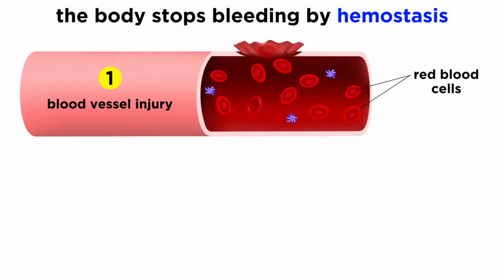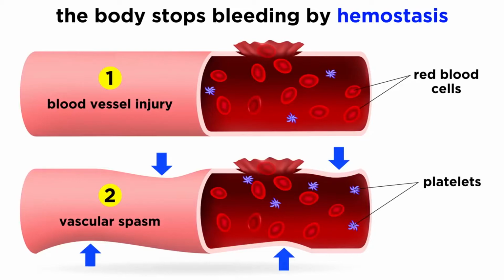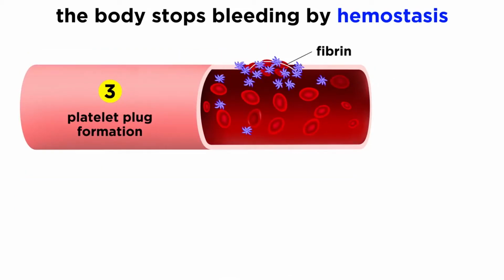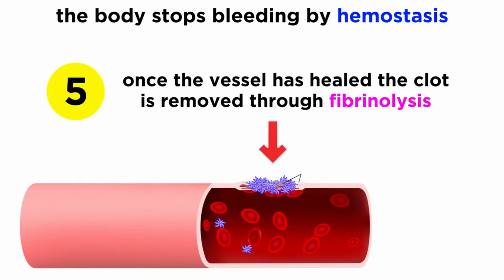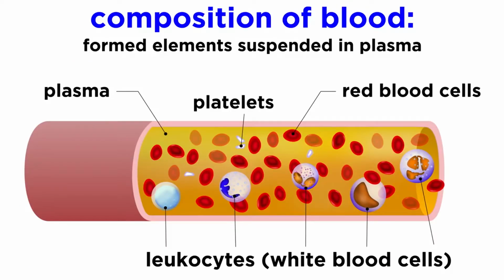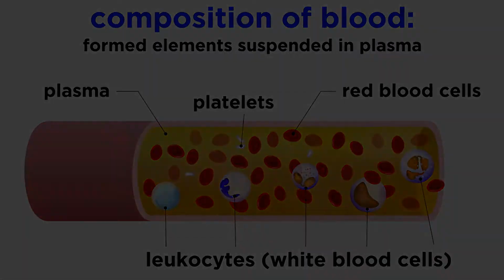This essentially means that where there is damage to a vessel, smooth muscle will contract, platelets will plug the tear, and a protein called fibrin will form a mesh to patch everything up. Once the vessel has healed, the clot is removed through a process called fibrinolysis, so that there is no blockage in the vessel. So those are the components of blood.